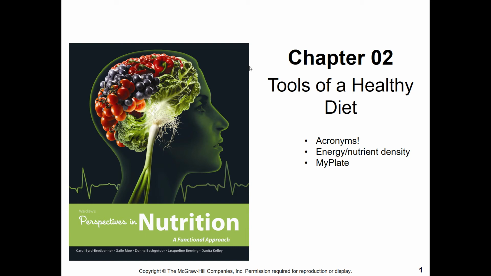Today we'll discuss some of the material in Chapter 2. There are a lot of important acronyms in this chapter, so we'll have some practice with those. We'll go over energy and nutrient density, and finally I'll introduce you to MyPlate.